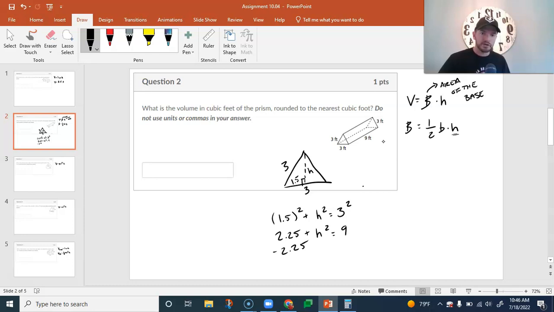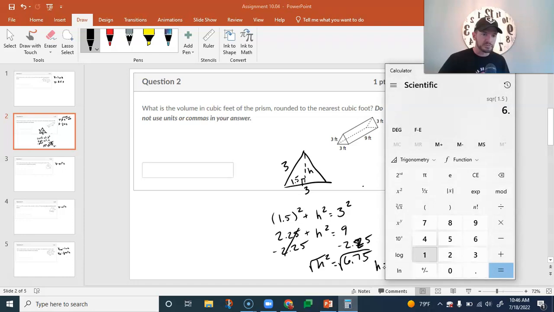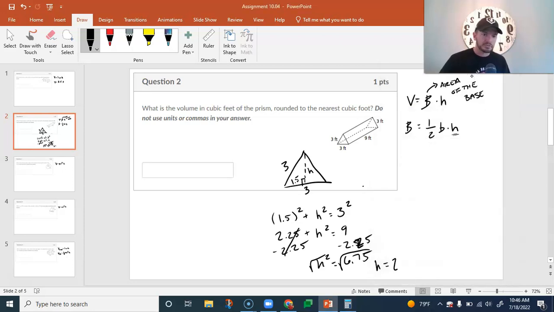Subtract 2.25 from both sides. Oops, my bad. So that cancels, then you're left with h squared equals, should be 6.75. And then you take the square root of both sides to solve it. And your h is going to be whatever the square root of 6.75 is. So let's do that. It looks like 2.59. How about we just do 2.6 to make it easier? Height is 2.6, that will be fine.